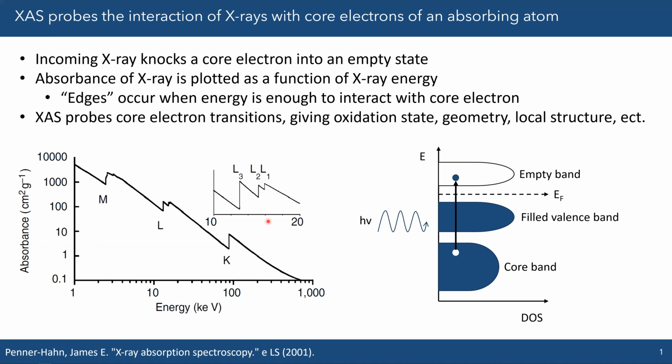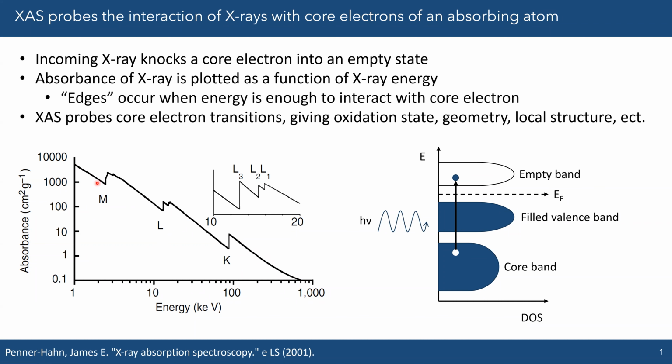So in an XAS experiment, you can plot how the absorbance of the X-ray changes as the incoming energy of your X-ray changes. You can see in this absorbance versus energy plot, as you increase the energy of your X-ray, you get a decrease in the absorbance. This is intuitively due to the fact that the stronger the energy of your X-ray, the greater the possibility of it just not interacting with your material at all.